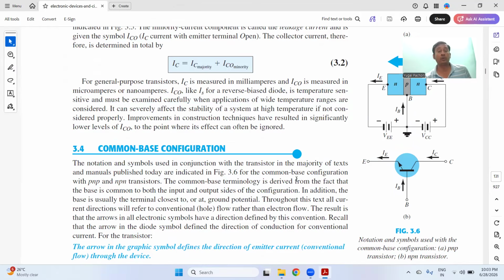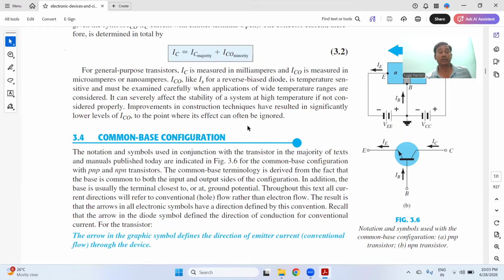So I already told you there are four modes of operation: active mode, cutoff mode, saturation mode, and the inverse active mode. Now, how many types of configuration can be possible in the case of the transistor? Suppose this is base, this is C. The arrow side is the emitter. This is E, and this is base. This horizontal dark-colored side is base, and this is collector.